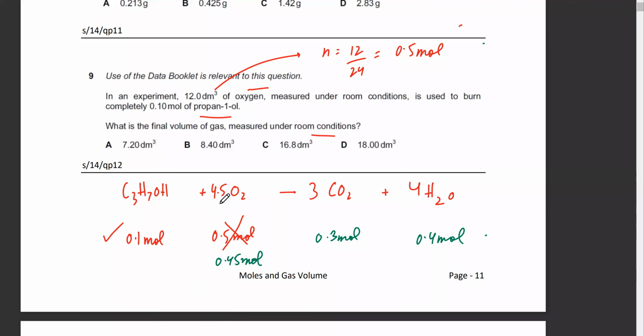So anyways, he's asking what is the final volume of gas at room conditions. So carbon dioxide is a gas, so you can find the volume. To find the volume, you multiply by 24 dm cube. So how much do you get? 7.2 dm cube, right?